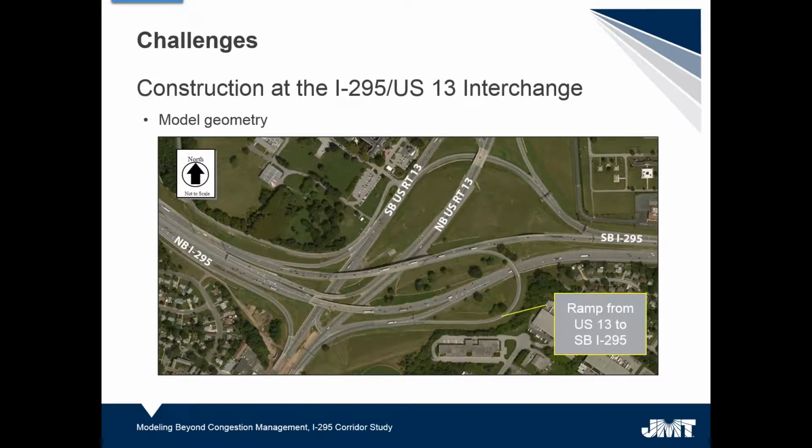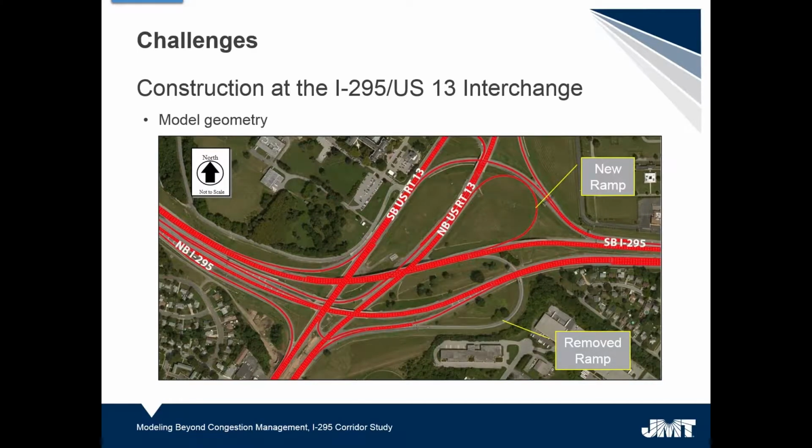So some of the challenges that we encountered was at one of the interchanges, which is actually at the southernmost point of our model, at the US 13 interchange, there was construction happening. And one of the ramps, which is shown here in the yellow box, the ramp from US 13 to southbound I-295 was under construction. And that geometry of the actual ramps is going to be modified. As shown here in red on the top of the page, you'll see that a new ramp is being constructed now to accommodate those movements that want to access southbound 295 from northbound Route 13. So with that model geometry change, we had to update our models to account for this new interchange layout.